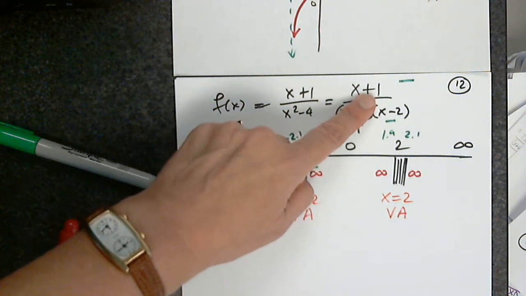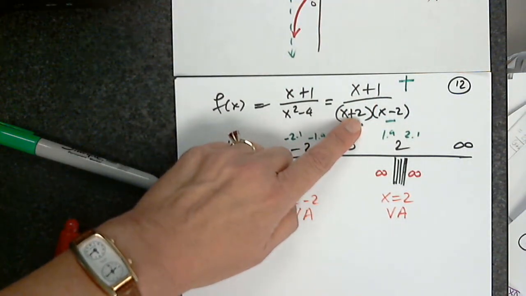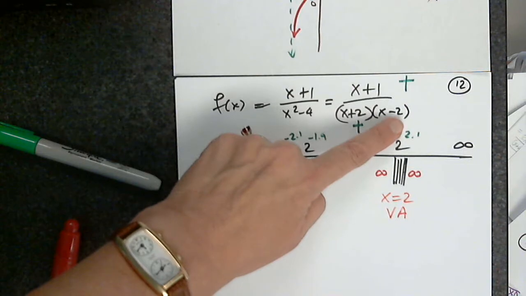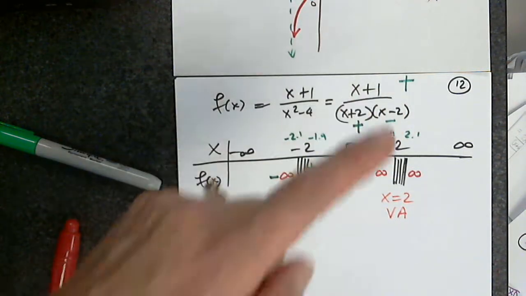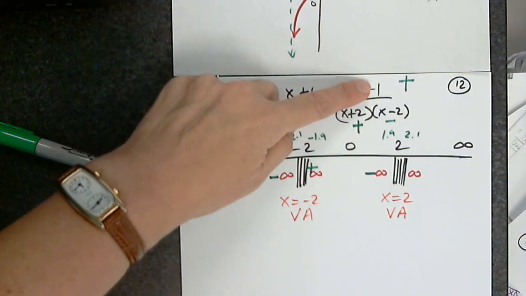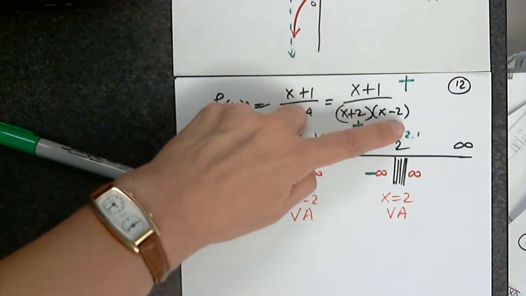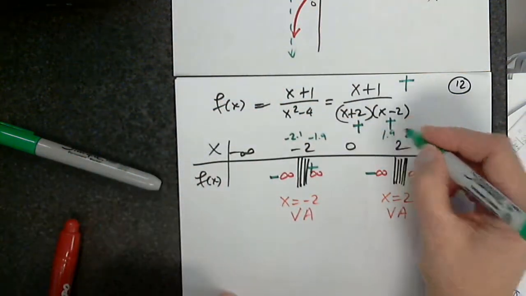1.9 plus 1. 1.9 plus 2. 1.9 minus 2. 1 negative then. Last one. 2.1 plus 1. 2.1 plus 2. 2.1 minus 2. Done.